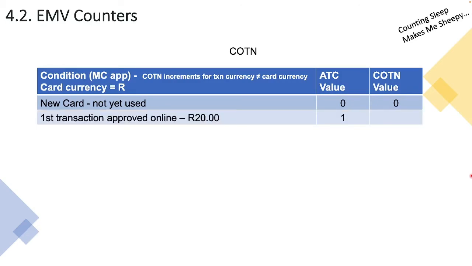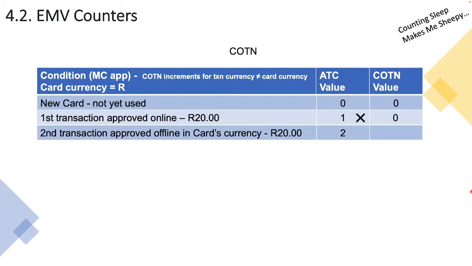The first transaction is approved online, and it's a 20 rand transaction. So remember, we've got a transaction that's online and it's in the card's currency values, so it will not be included as part of the COTN check or calculation. The second transaction is approved offline in the card's currency, which is 20 rand. Remember, it's in the card's currency, so we're going to exclude it. So even though the ATC value increments, the COTN value remains at 0.